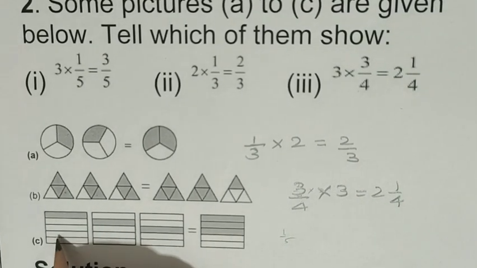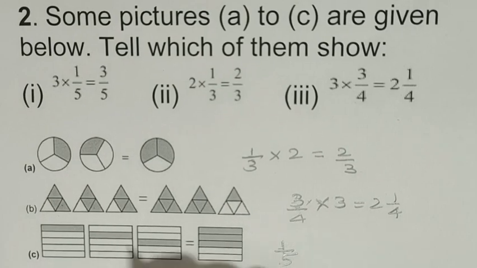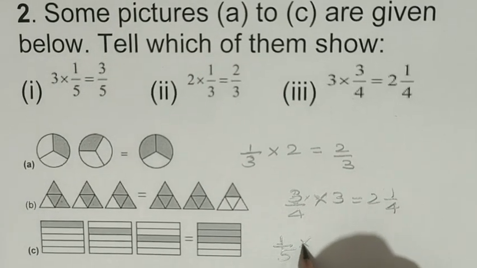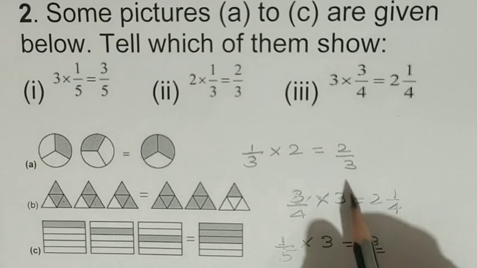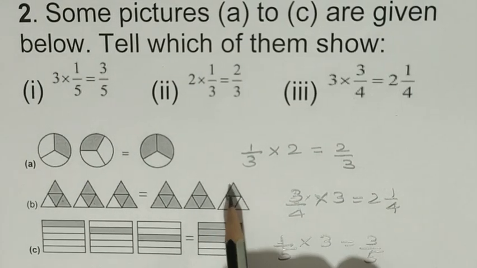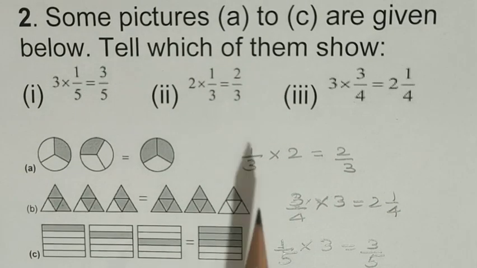Now here 5 equal parts are there. Out of that only 1 is shaded. Now how many rectangles? 3. So 1 by 5 into 3 is equal to 3 by 5. So we got the answer. Correspondingly we have written against the pictorial representation. Now we can go for the answer.